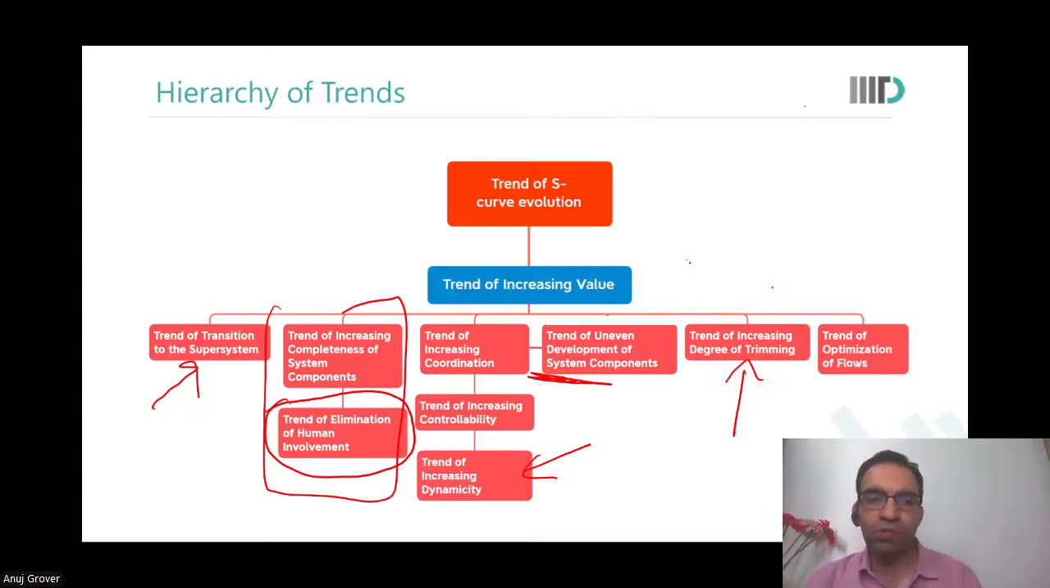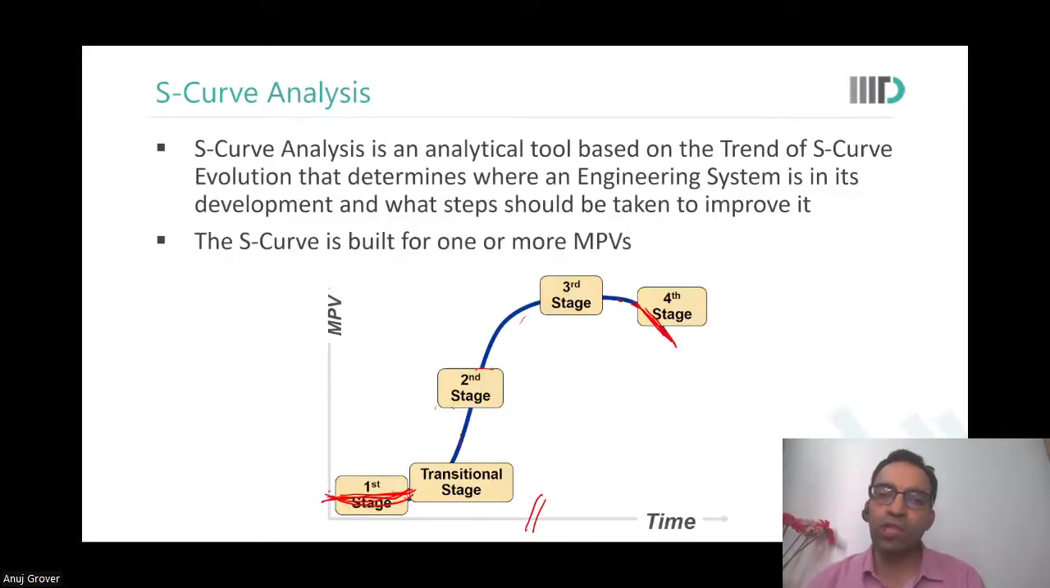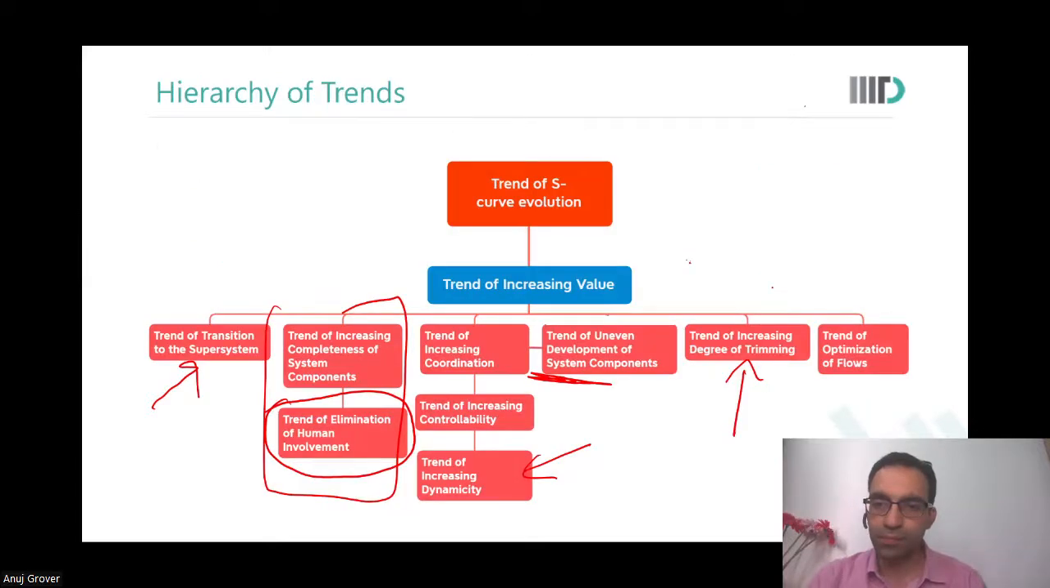What we will do now is we'll spend just a little more time on trend of evolution to a super system. Yes? So can you please explain the increasing coordination with the uneven development part once more? Okay. Let me repeat the same example, and then we can see अगर कोई और example देने की need है.